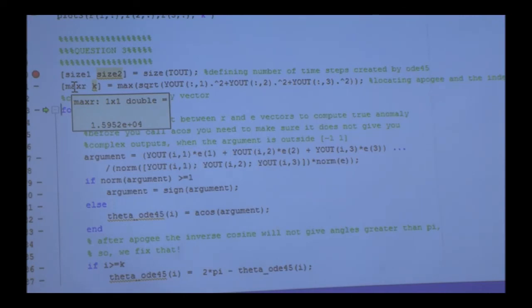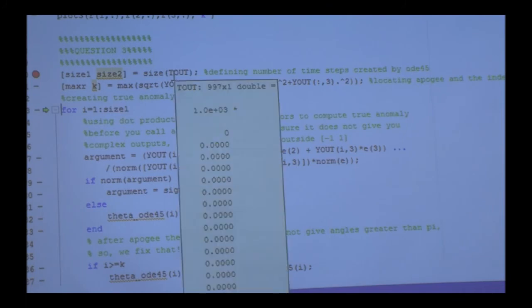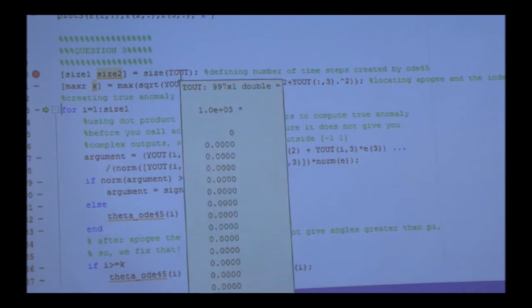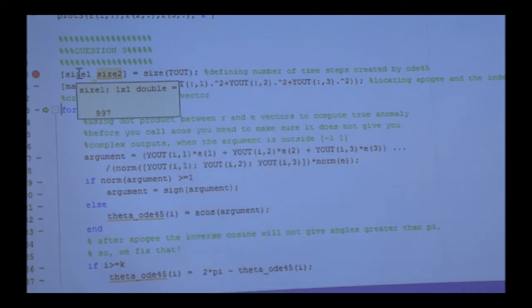Since it's a bunch of points, what this is giving me is the maximum value, which is this in kilometers, and this is telling me in which location that is happening in the vector. The size of t out or y out, it's the same thing, is a vector of 997 points. At point 527 is where I have the highest r value. That's what I'm finding. Okay, so I know what it is.